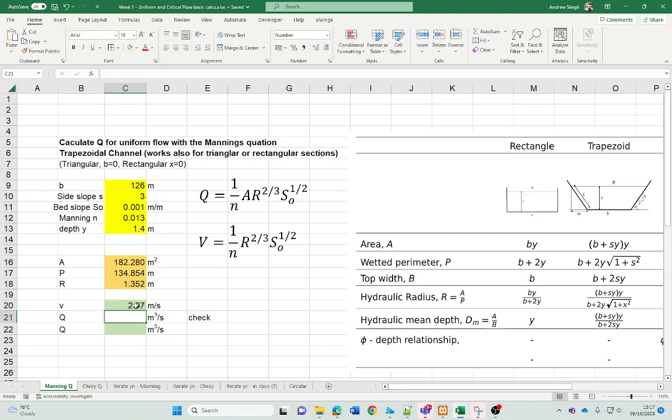2.97 metres per second, so it's fairly fast. We can simply calculate Q, let's use that, times by the area, 542 cubic metres per second, so pretty massive flow.